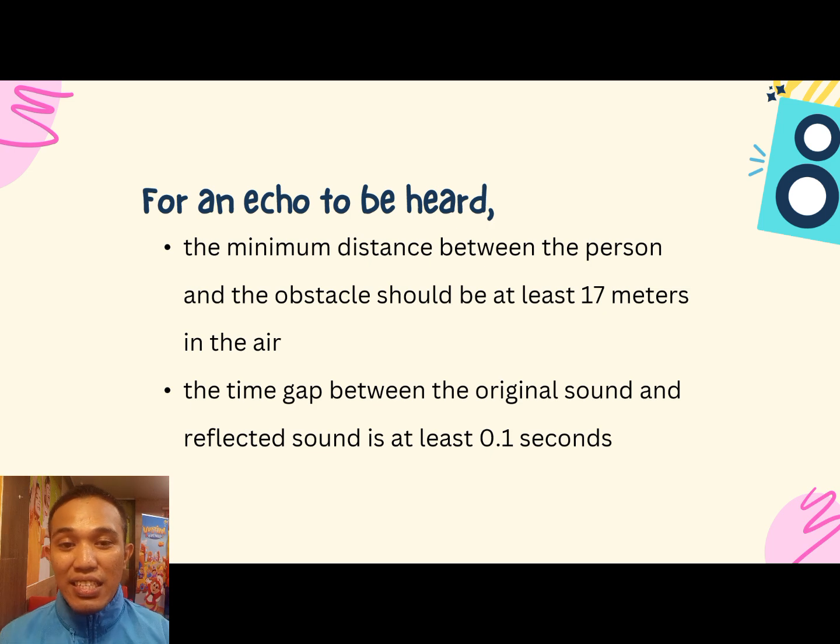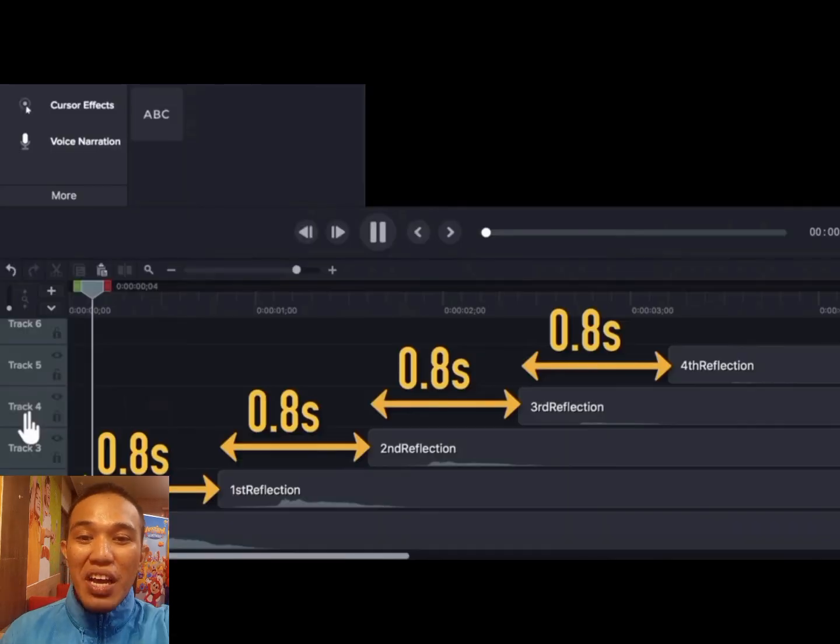For you to further understand it, I want you to watch this activity. Assume I shouted yo on top of the mountain. Through the help of some editing software, I copied the original yo sound and pasted it multiple times to simulate the echo. The gap between each sound is 0.8 seconds. Now, let us see what you hear.